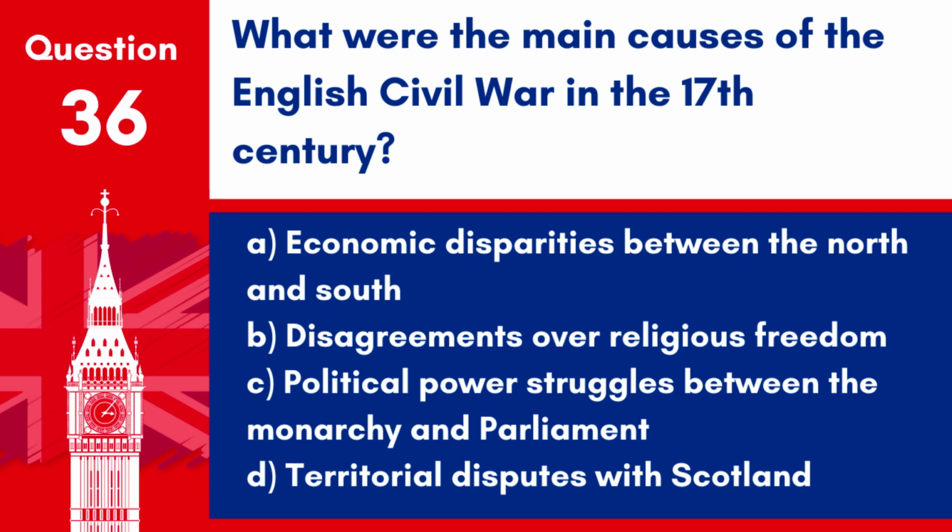Answer C. Political power struggles between the monarchy and Parliament. The main causes of the English Civil War included deep-seated political power struggles between the monarchy, led by Charles I, and Parliament, driven by issues of governance and authority.